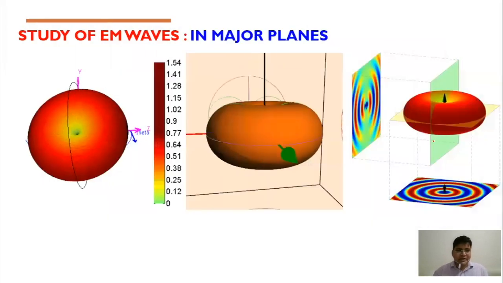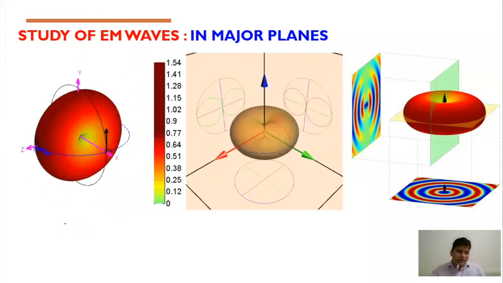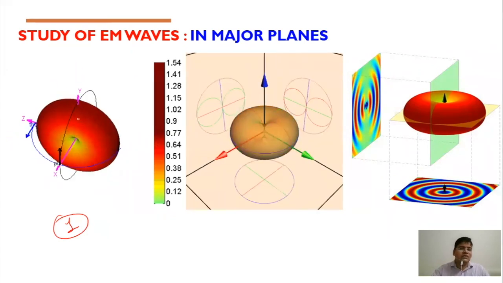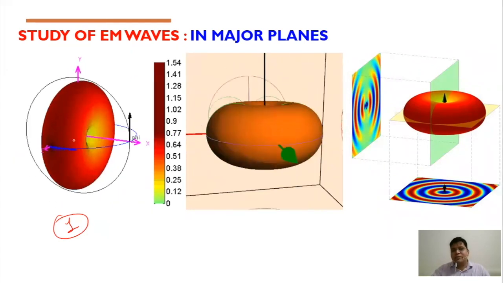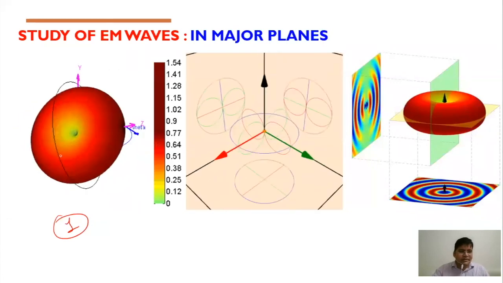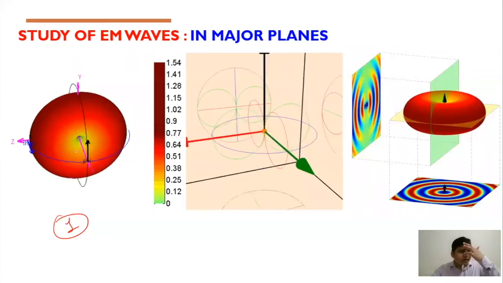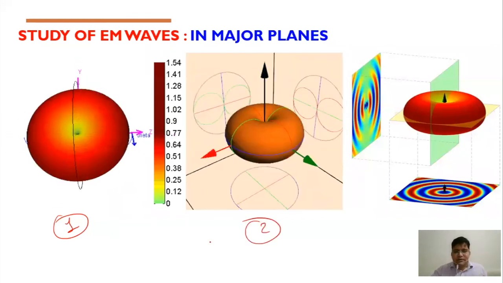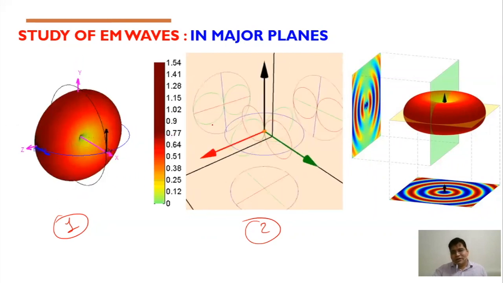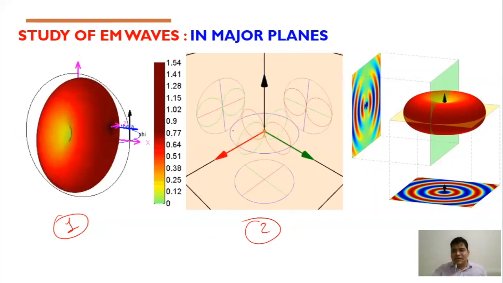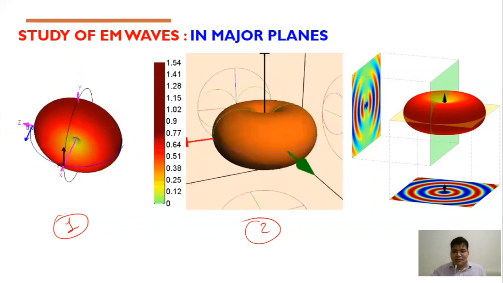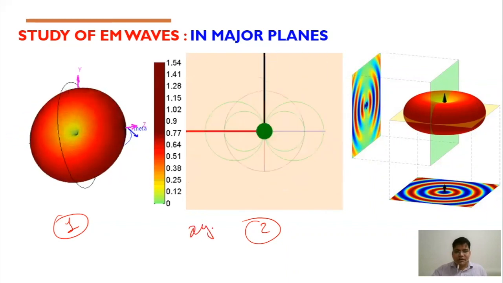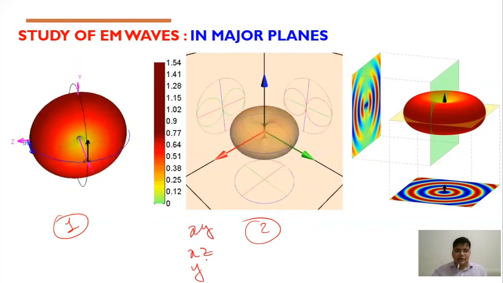So let's see in detail. In the first figure, please concentrate on the first figure only. This is the radiation pattern of a dipole antenna. You can see from all directions, we call it the omnidirectional pattern. So how do we study it? Now please concentrate on the second figure. We do the study in a few major orthogonal planes. There are three major planes. Suppose we take x, y, z axes. One will be the xy plane, second the xz plane, and third the yz plane.